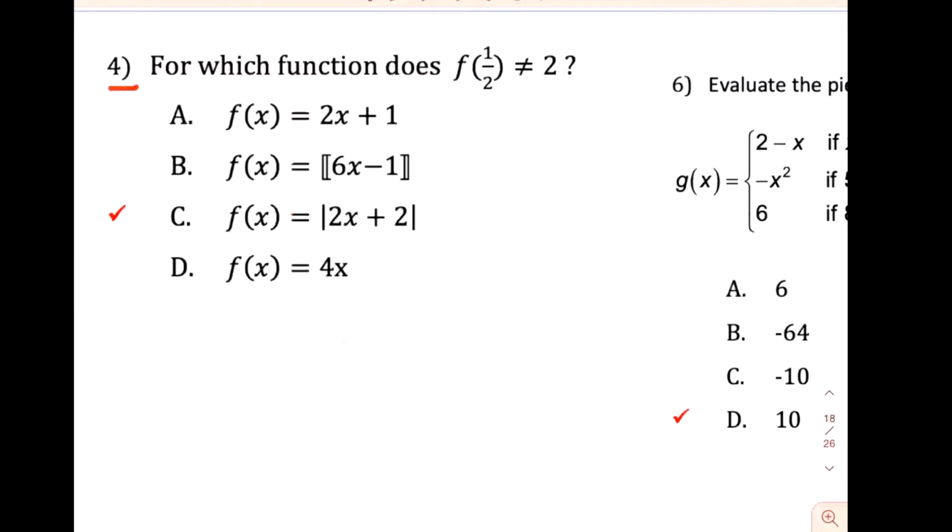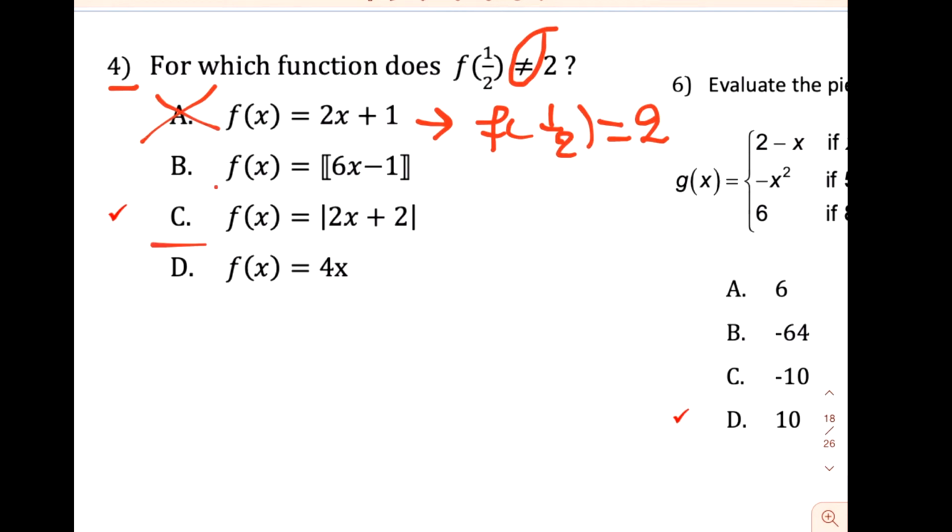For which function is f of half different than 2? If you calculate here x with half, you get 2 times half plus 1. 2 times half is 1, plus 1 is 2, so this is 2. This is exactly 2. So in this one, f of half equals 2. They're looking for the function that makes it different than 2. So it's not A. Okay? We go to this one. This is easy. Always start with the easy ones, okay?